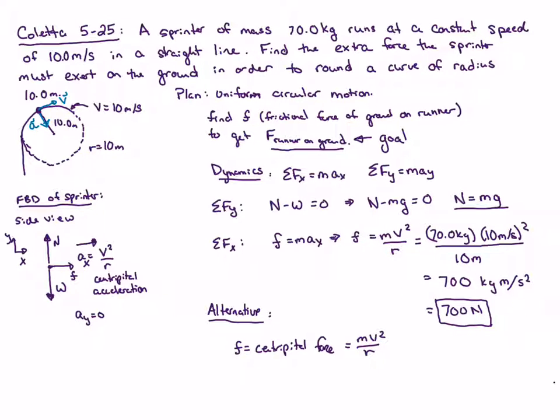So either you can do your regular dynamics where you realize that you have centripetal acceleration, or you can think directly about uniform circular motion and realize that this frictional force has to be providing the entire centripetal force, and that we have an equation for centripetal force. Either way, you'll get yourself to 700 newtons.